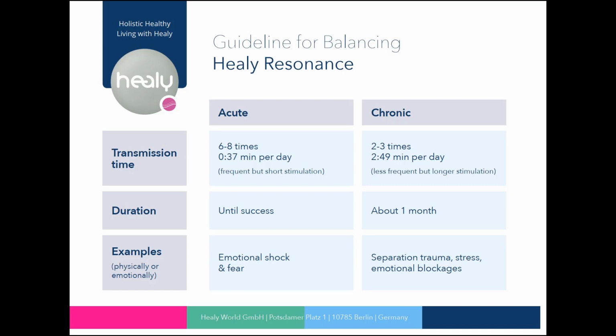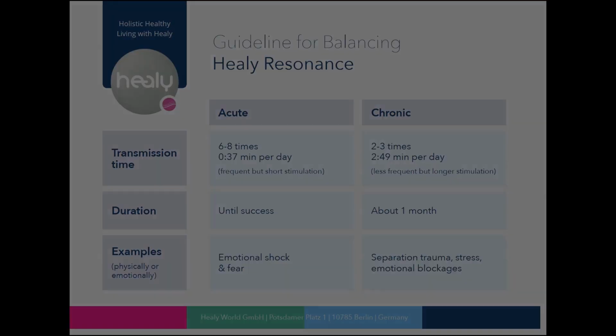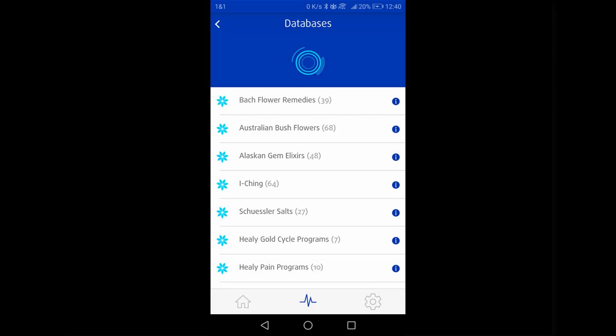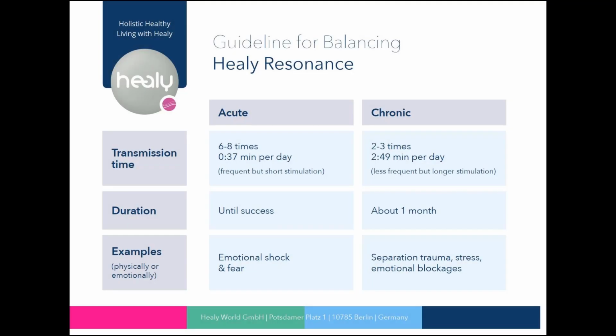Continue trying other databases within the resonance module or a new list from the aura module. At this point, I would like to suggest you to familiarize yourself with the effects of Bach flowers, Australian bush flowers, gem elixirs, or Schüssler salts. Some examples I have given are unresolved separation traumas, dragging on over a longer period of time, long-lasting stress, and emotional blockages.